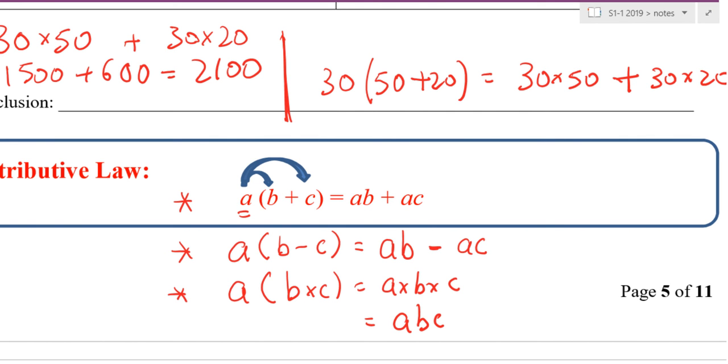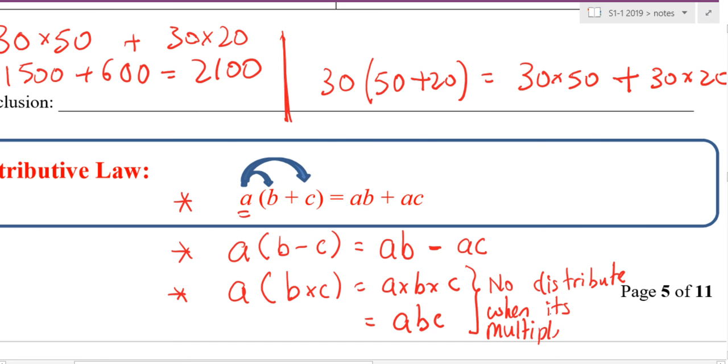So you want to write down a statement to remind yourself: no distribution when it's multiply inside the bracket. Who is confused at this moment? Okay, the rest of you, can you try our next page?